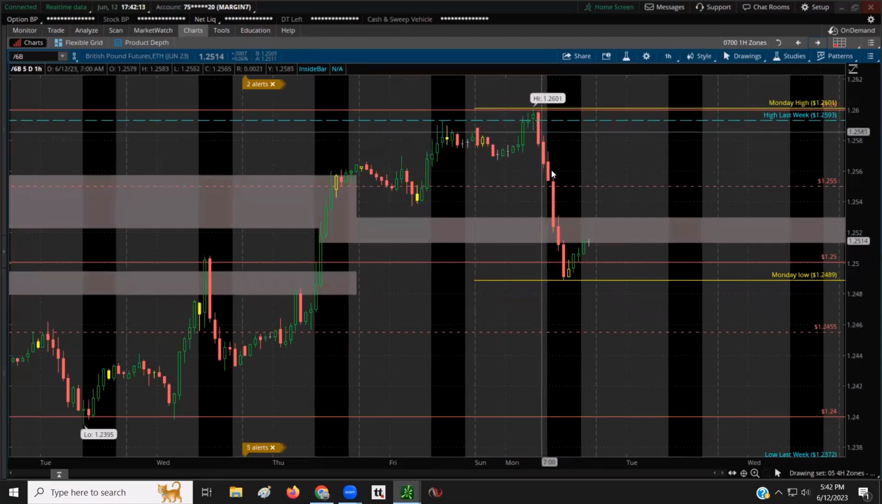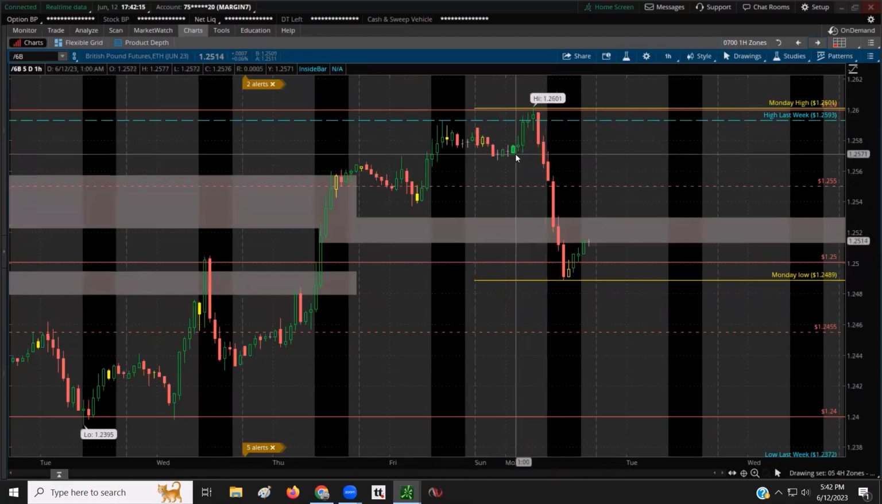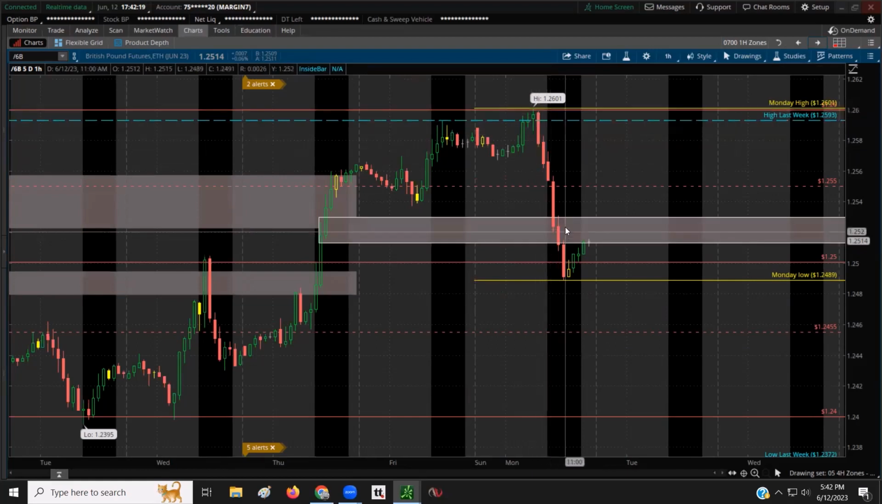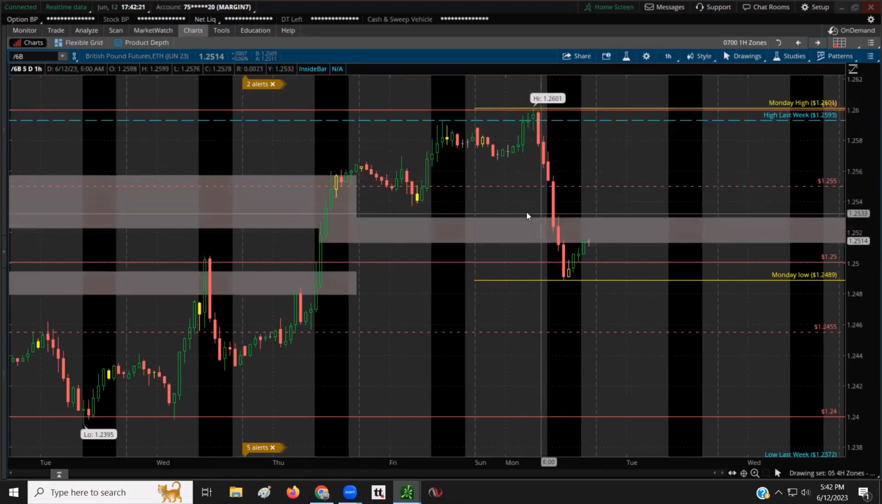British pound, huge sell-off. What a fake out. They pumped it up in the morning, above the high of last week, and sold off hard, breaking the whole low of the day. Coming deep retracement below that of Friday. Wow.